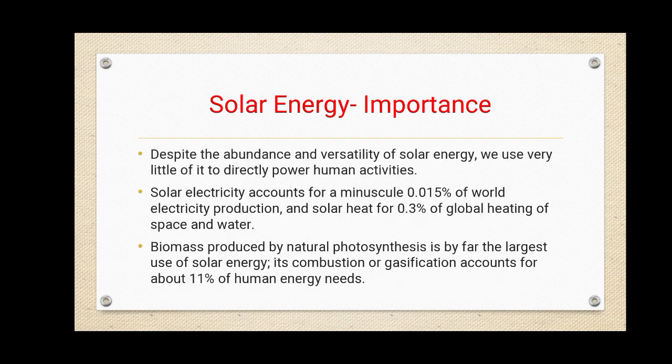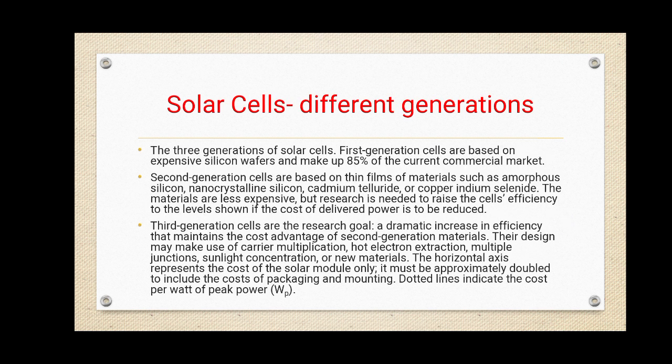Despite the abundance and versatility of solar energy, we use very little of it to directly power human activities. Solar electricity accounts for a minuscule 0.015% of world electricity production and solar heat for 0.3%, which we have seen, of global heating of space and water. Biomass produced by natural photosynthesis is by far the largest use of solar energy. Its combustion or gasification accounts for about 11% of human energy needs. Okay, so these are all important points of solar energy.